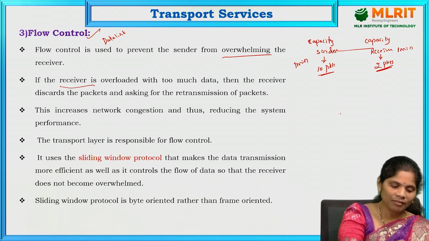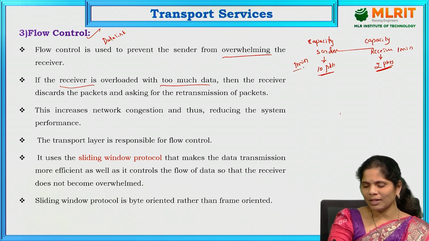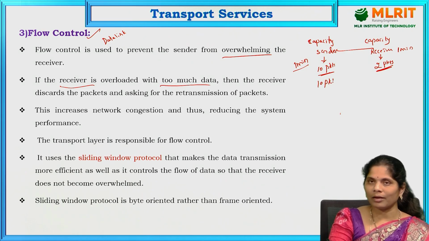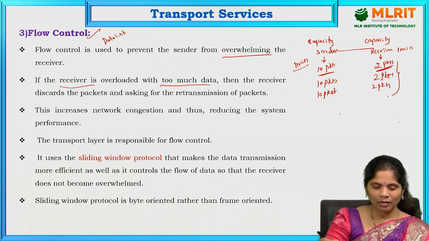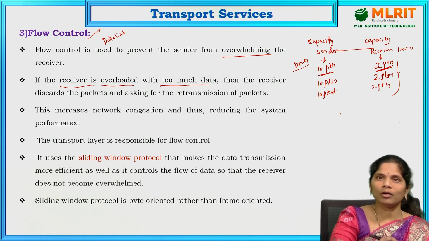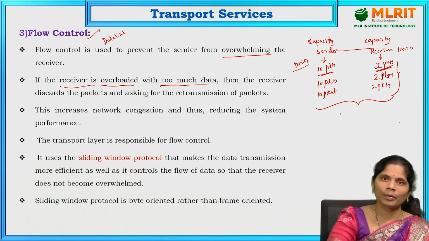Here the receiver is overloaded with too much data. Within 1 minute the sender sends 10 packets, next minute again 10 packets, next minute again 10 packets. But the receiver capacity per minute is only 2 packets. Then the data is going to be overloaded at the receiver side. So that is how we need to control the flow. That is the flow control mechanism.